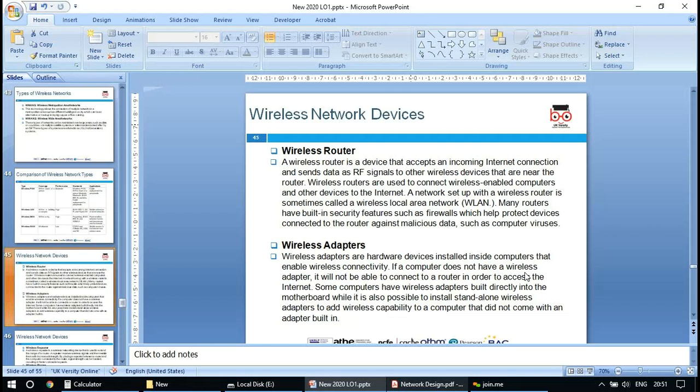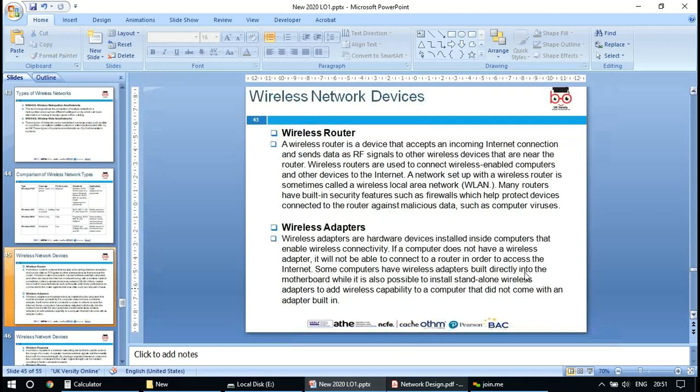Furthermore, for the wireless networking devices, you require a wireless router, and the wireless router will have a wireless access point. And the wireless adapter is a kind of LAN card, a local area network card interface. Every computing device should have this card if it wants to connect to the network.